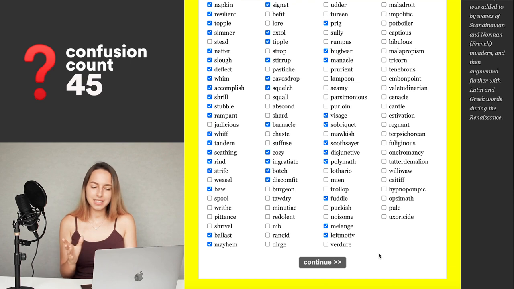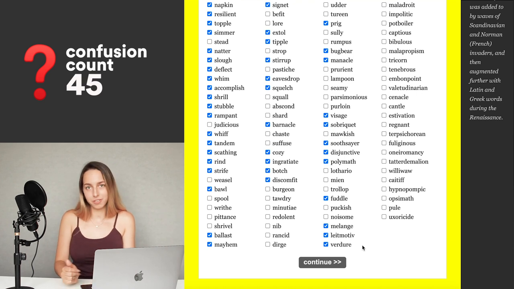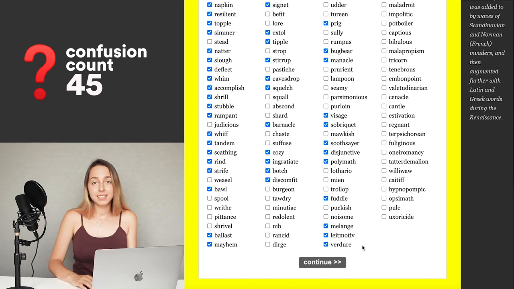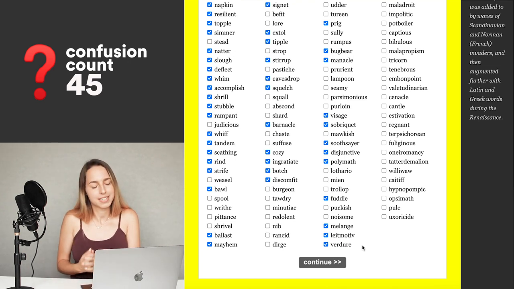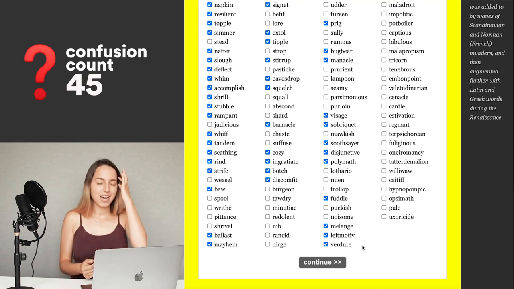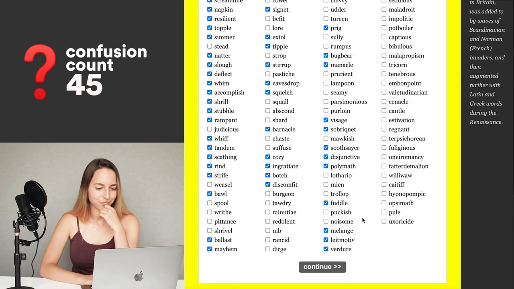Guys, is that a French language test? Because that means verdure in French, and that means greenery. And apparently it means the same in English. Well, not apparently, it does mean the same in English. But it's crazy how many French words we see here.